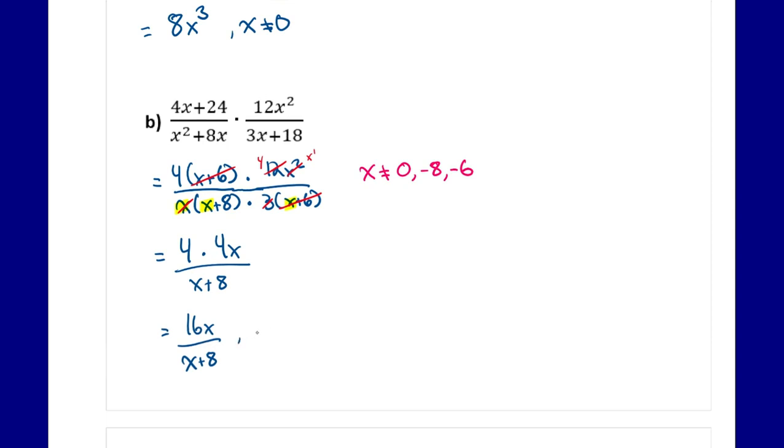I can now also state my restrictions finally. x cannot equal 0, negative 8, negative 6. I should have mentioned, technically we could look at this x, this next step in the process. While looking at it, x can't equal negative 8. Oh, we already had that restriction. I don't need to restate it. Same thing in the end here. I could look at that and say, oh, I have a different denominator, but still the restriction would be x can't equal negative 8, which I already have, so I don't need to restate it.